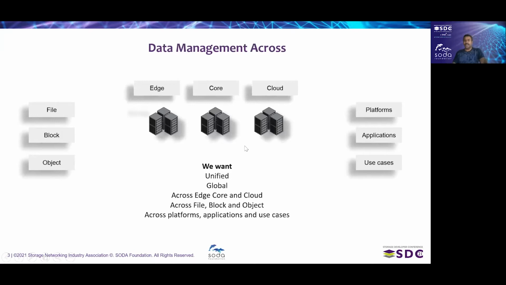Like I mentioned, you have edge, core, and cloud. And at the same time, from the storage space, you have different storage types like file, block, and object. Based on the use cases, we use specific storage types. On the right hand side, you can see platforms, which can be Kubernetes, VMware, OpenStack, and so on. The traditional platforms or newer platforms, and the applications and workloads have different kinds of requirements today. There are different kinds of applications and use cases.